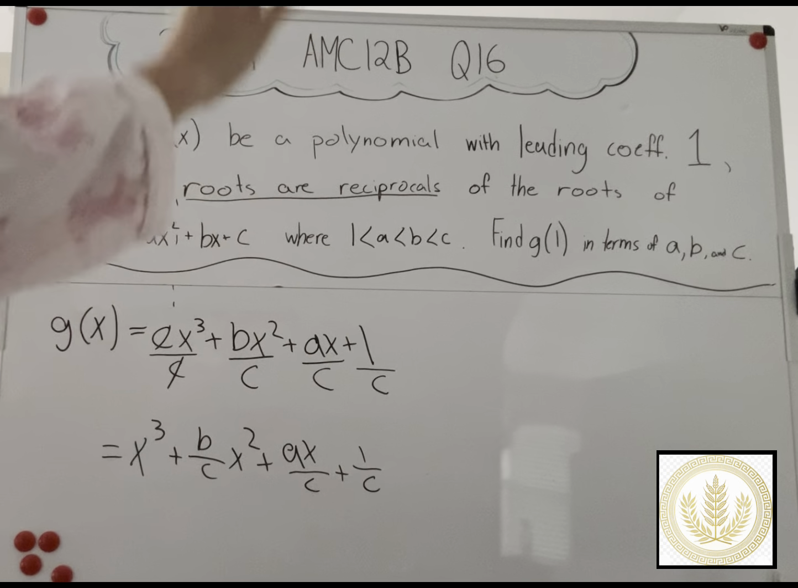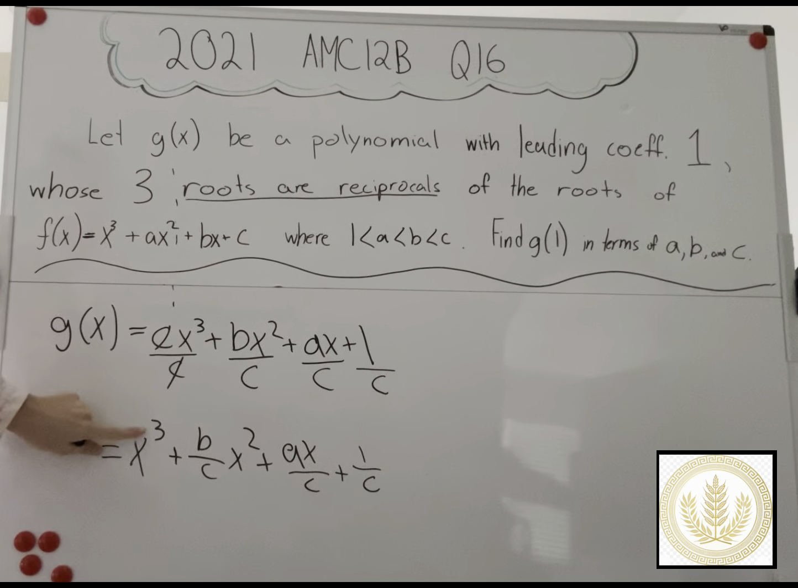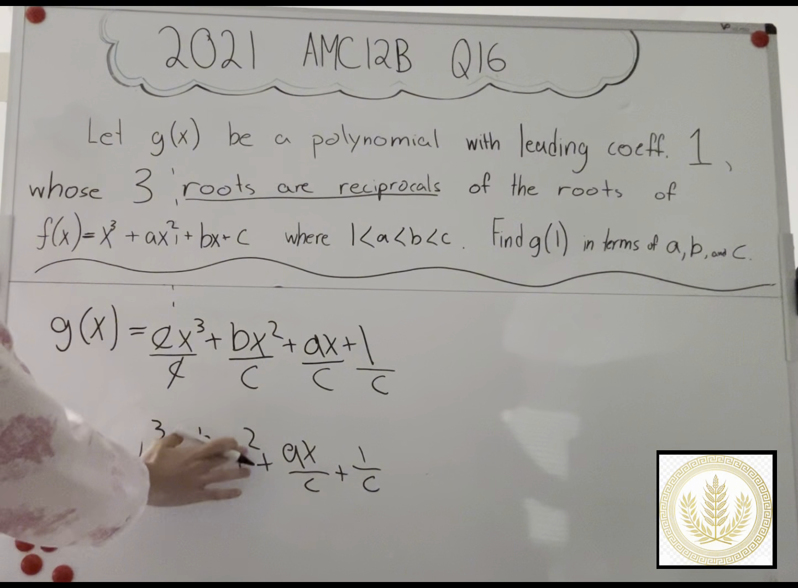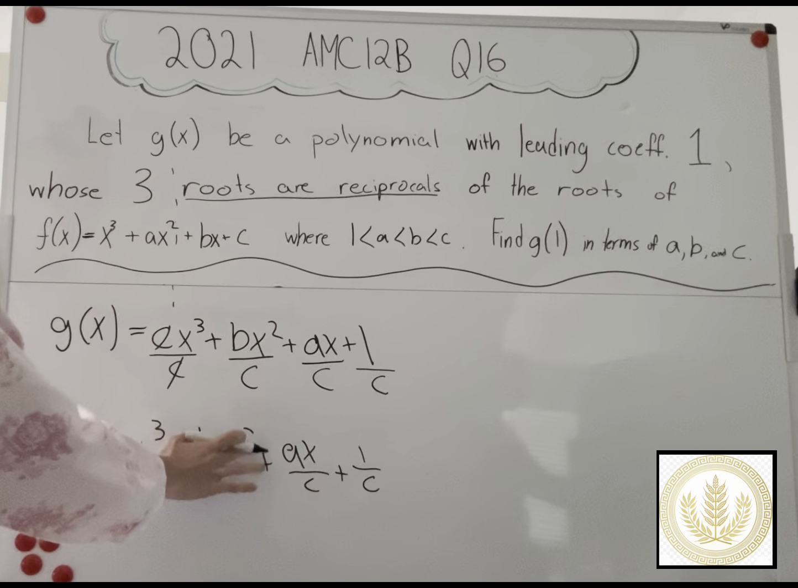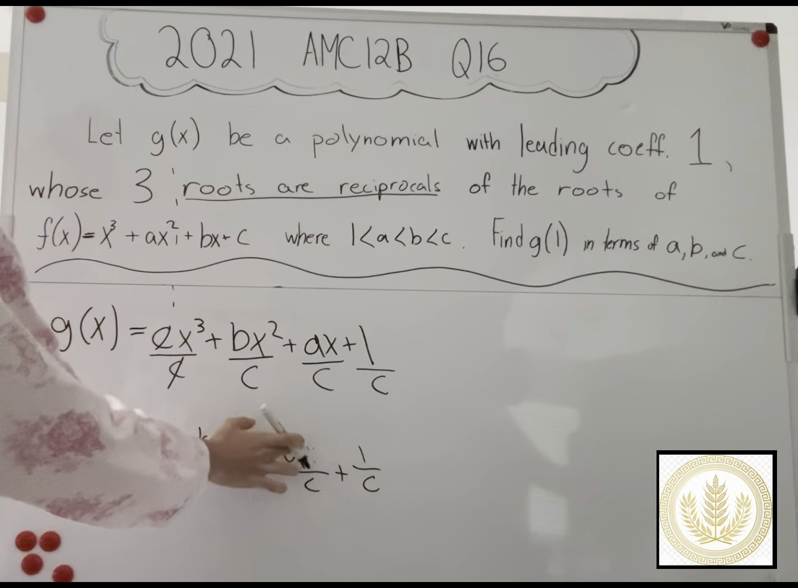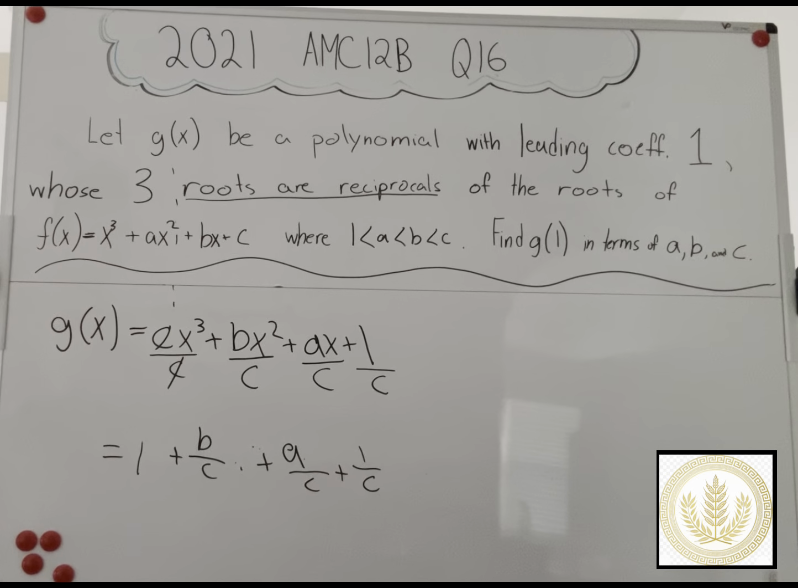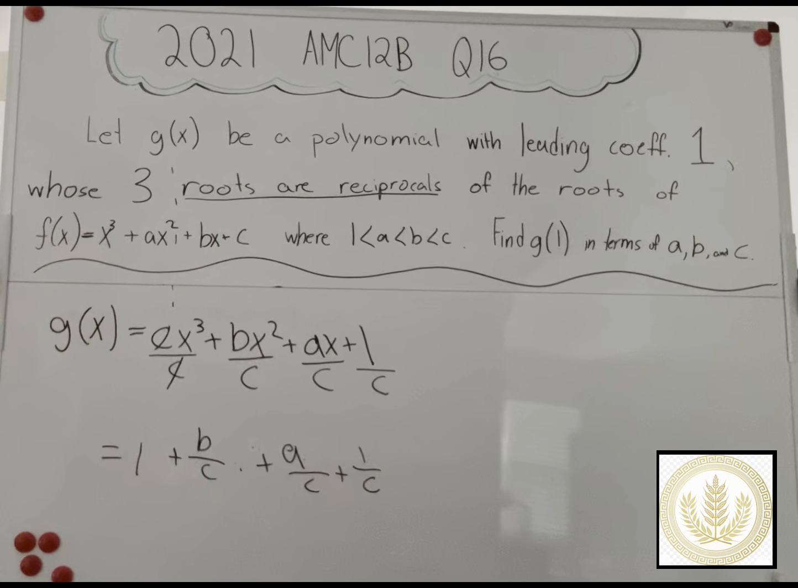And our goal is to find g of 1. So what we want to do is replace all these x's with 1's. So these will all go away, and we're left with only our coefficients, right? So this isn't one of our answer choices, so we want to simplify a bit further.